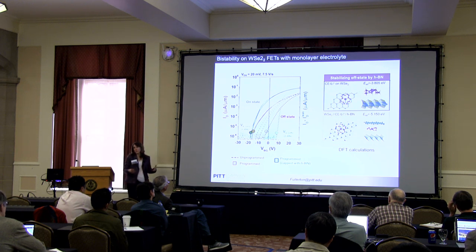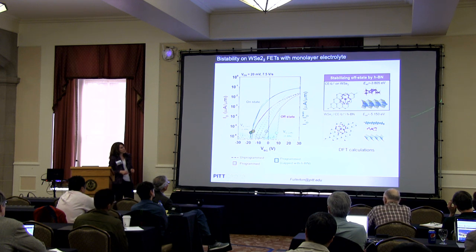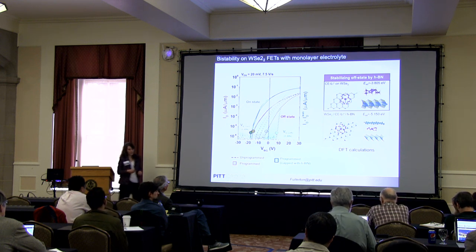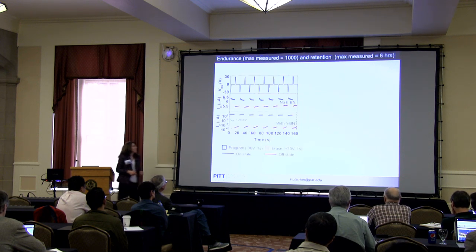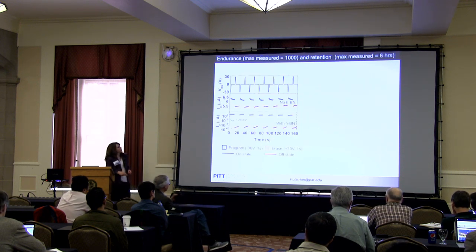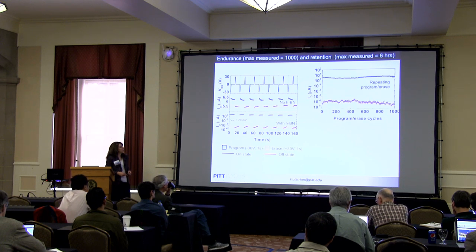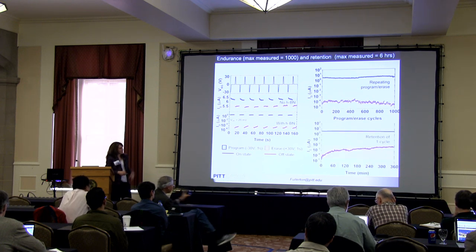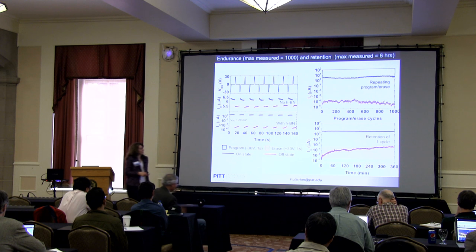Questions? Yes. Very nice talk. I'm wondering, there are many different metal ions that could be chelated with a crown ether. If you chose a higher charged ion, would that make it more efficient? You mean like a divalent ion? Yeah.